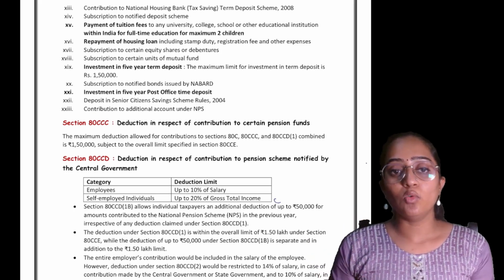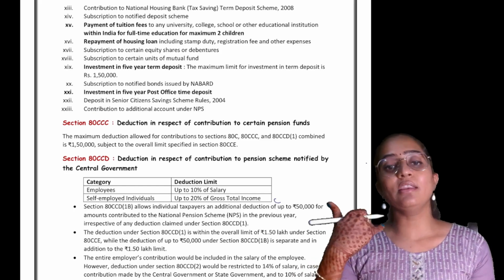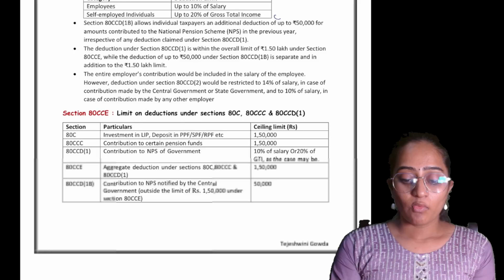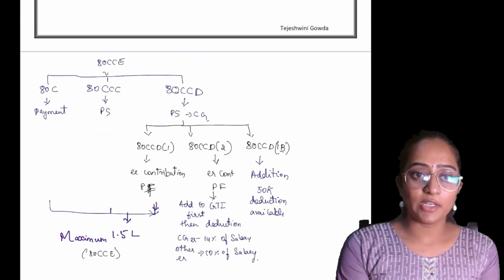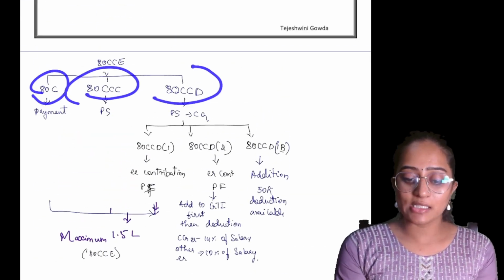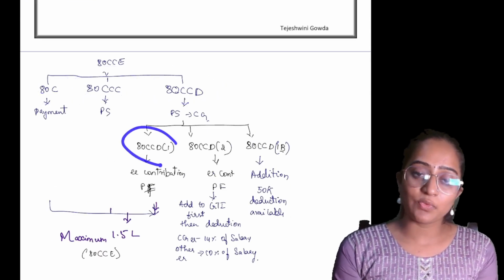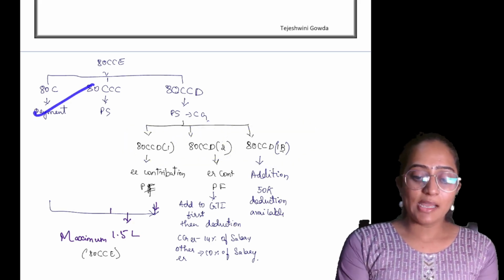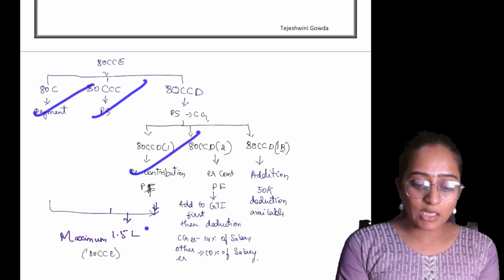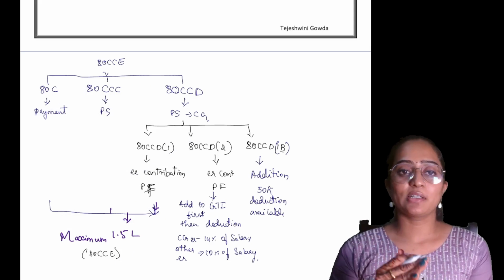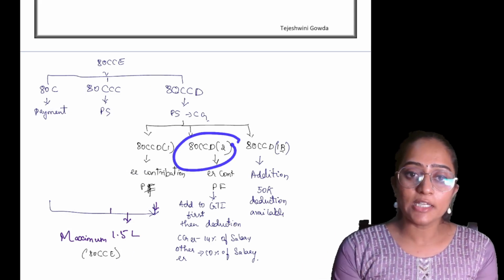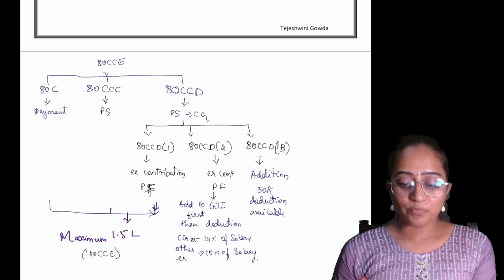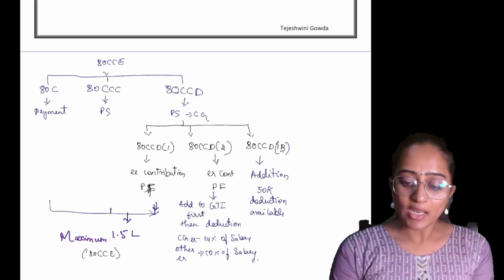80CCD(1B) speaks about you getting additional deduction over and above this 1.5 lakh. See, it's clearly explained here. 80C, 80CCC, 80CCD. 80CCD has 3 classifications: 80CCD(1), 80CCD(2) and 80CCD(1B). 80C, 80CCC, 80CCD(1), these three combined, you will get deduction of 1.5 lakh, which is specified under section 80CCE. 80CCD(2) speaks about employer contribution, wherein first you will add to your GTI and then there is a deduction which is allowed.